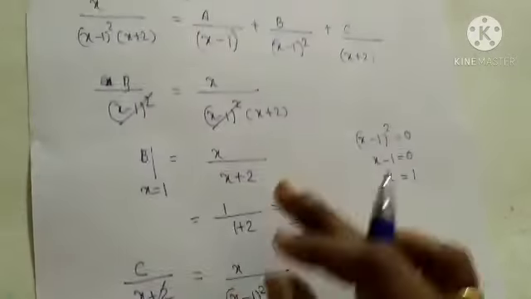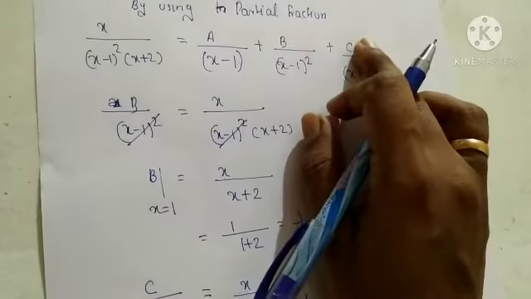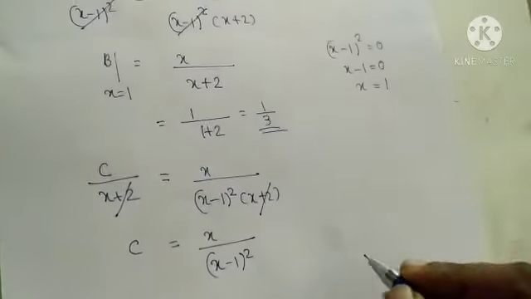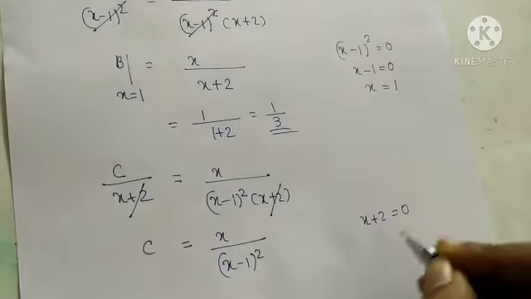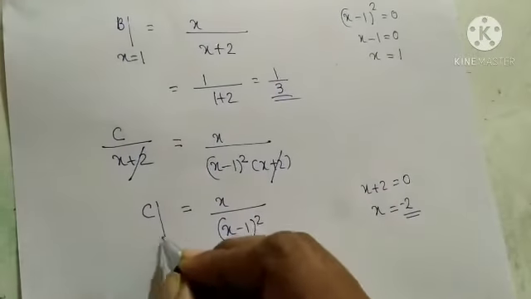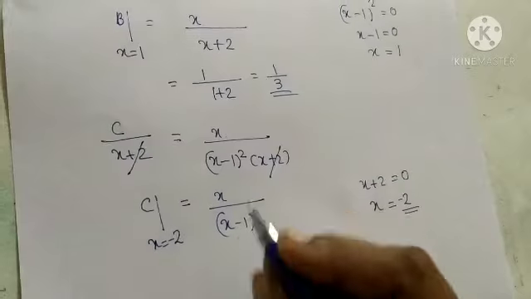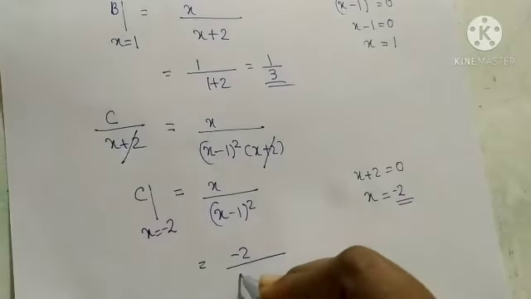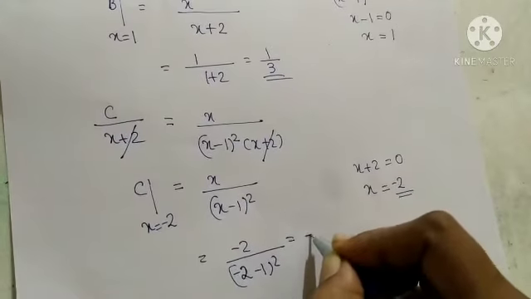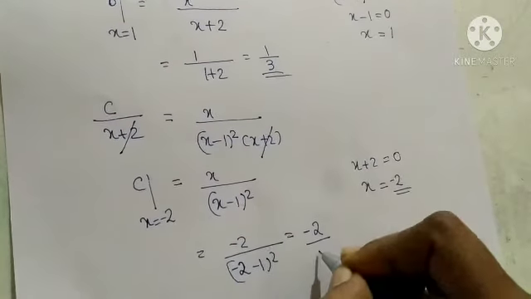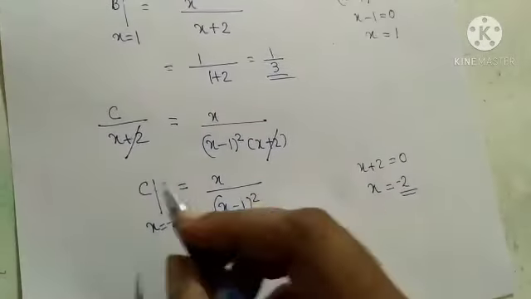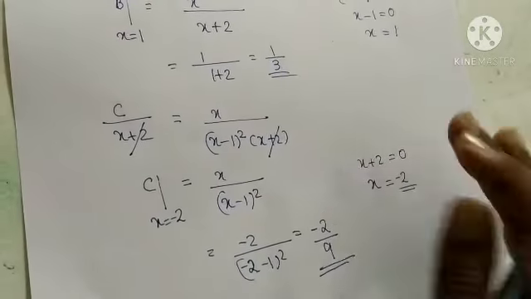Next we need to find out the value of x at which the denominator of c becomes 0. So put x plus 2 equal to 0. From this we get x equal to minus 2. So substitute x equal to minus 2 in c. Here we get minus 2 divided by (minus 2 minus 1) whole square. That is, minus 2 divided by minus 3 squared, which is 9. So the value of c is minus 2 by 9.